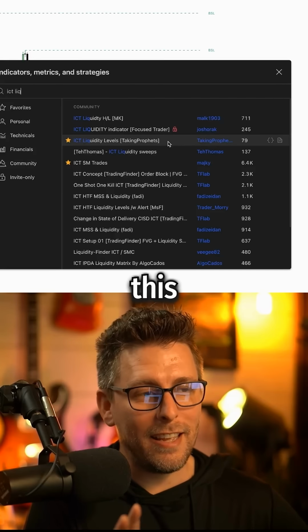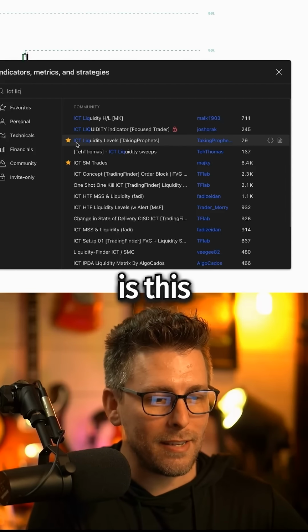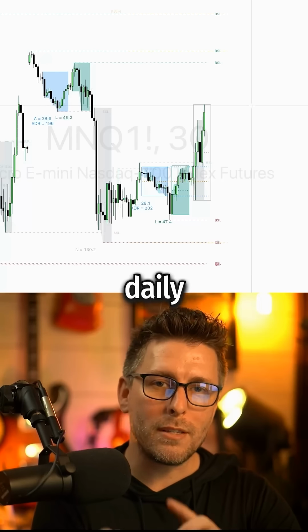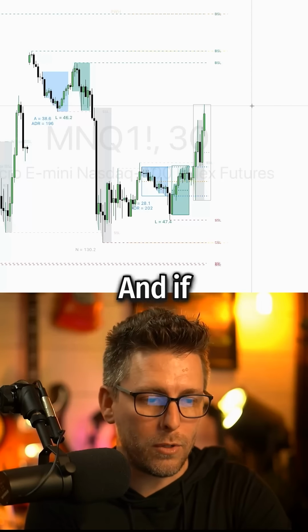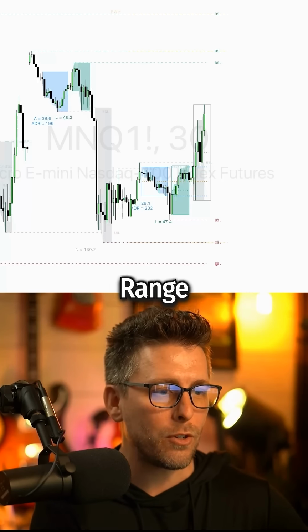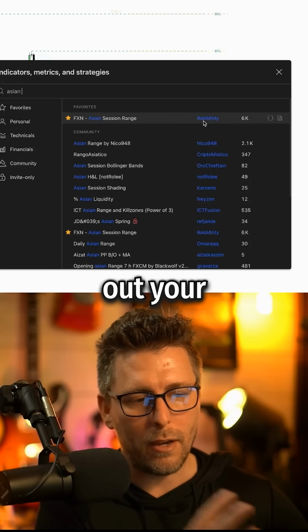And I hate to say this, but the best indicator for these levels that I found so far is this ICT liquidity levels by Taking Profits, your previous daily, weekly, monthly, and session highs and lows. And if you don't know how to find your sessions, just turn on the Asian Session Range Indicator by Rob Mincy, and this will easily line out your sessions for you.